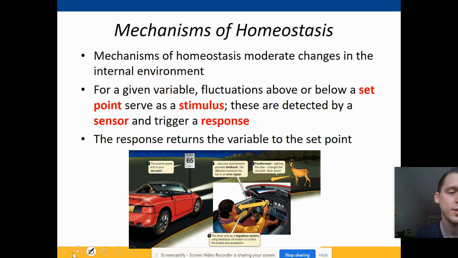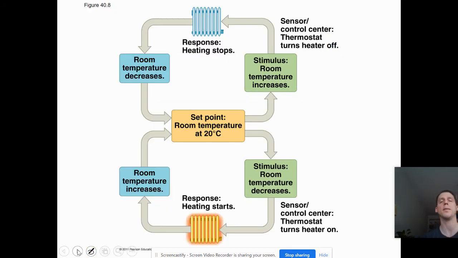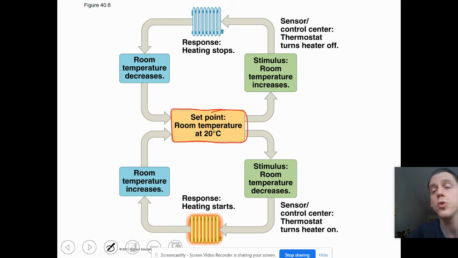All right, so let's take a look at an example of that. So let's use a thermostat. Here we know that we want a room to be 20 degrees Celsius. And what we're going to do is we set our thermostat at 20 degrees Celsius. We don't want it to go above, we don't want it to go below.